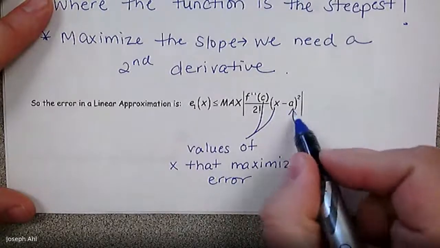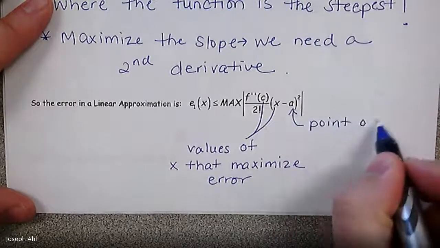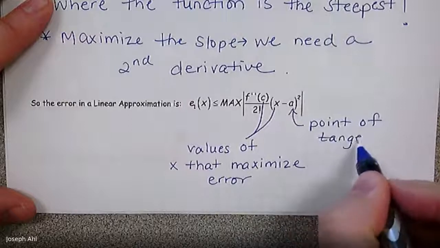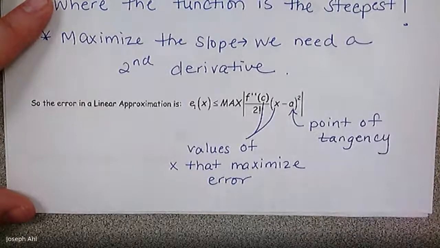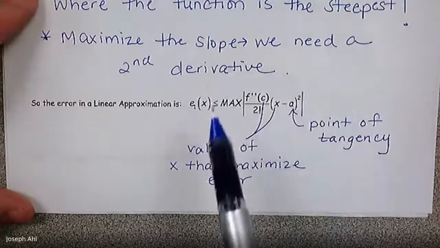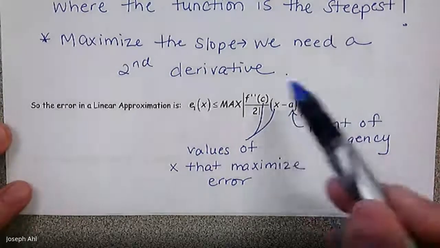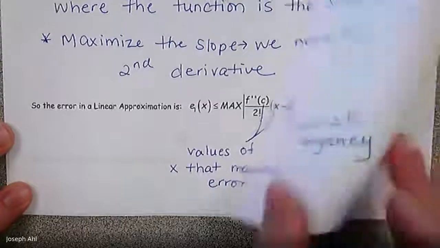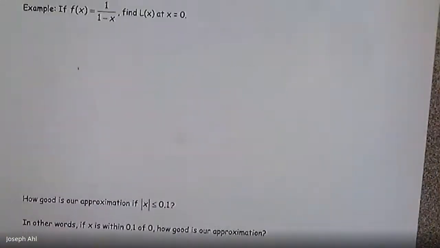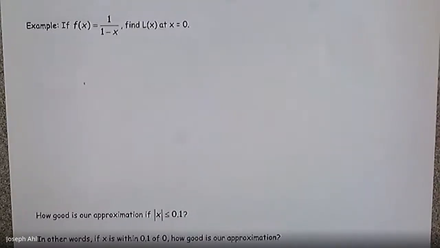And like I said before, that value a is the point of tangency that we're using as comparison. I think this is a little confusing, looking at just this formula for our linear error. I think it will make more sense when we apply it to a very specific function. So we'll talk about how we're going to maximize this in the next example. Let's take a look on the next page at the function f of x equals 1 over 1 minus x, and we want to find L of x, the linear approximation at x equals 0.